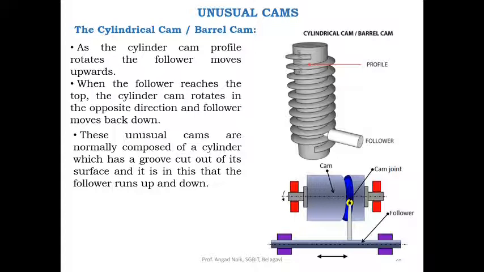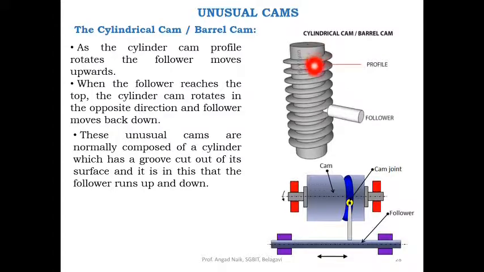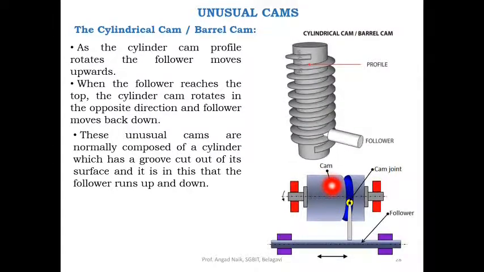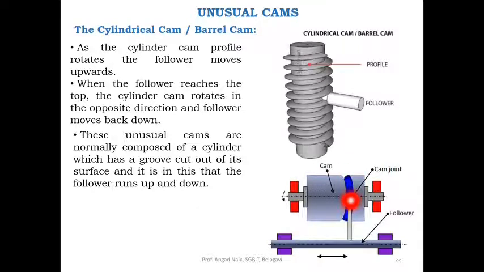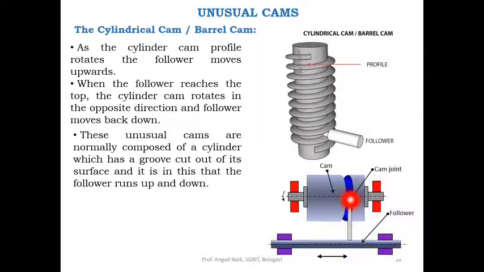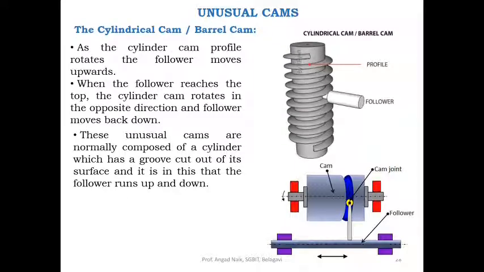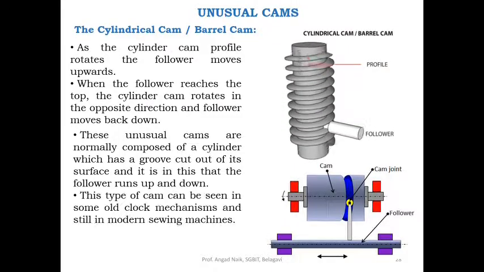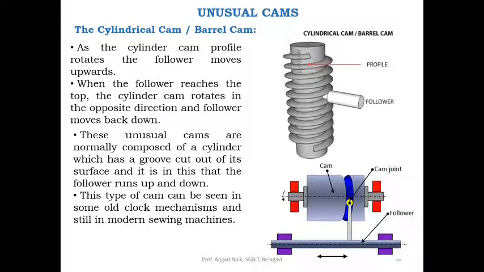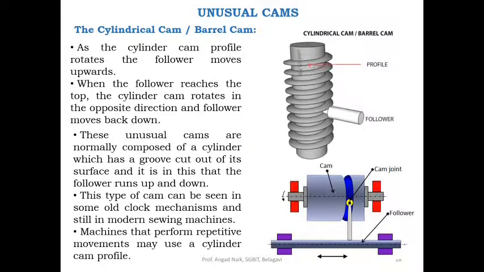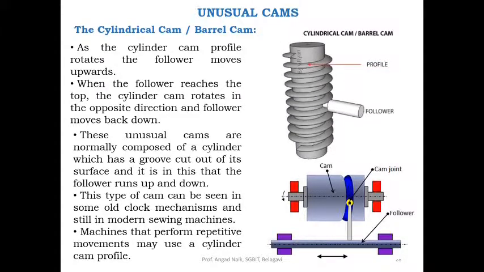These unusual cams are normally composed of a cylinder. This one is the cylinder, which has a groove. See, this is the groove which is cut on its surface, and it is in this that the follower runs up and down. This type of cam can be seen in some old clock mechanisms and in modern sieving machines. Machines that perform repetitive movement may use a cylinder cam profile.